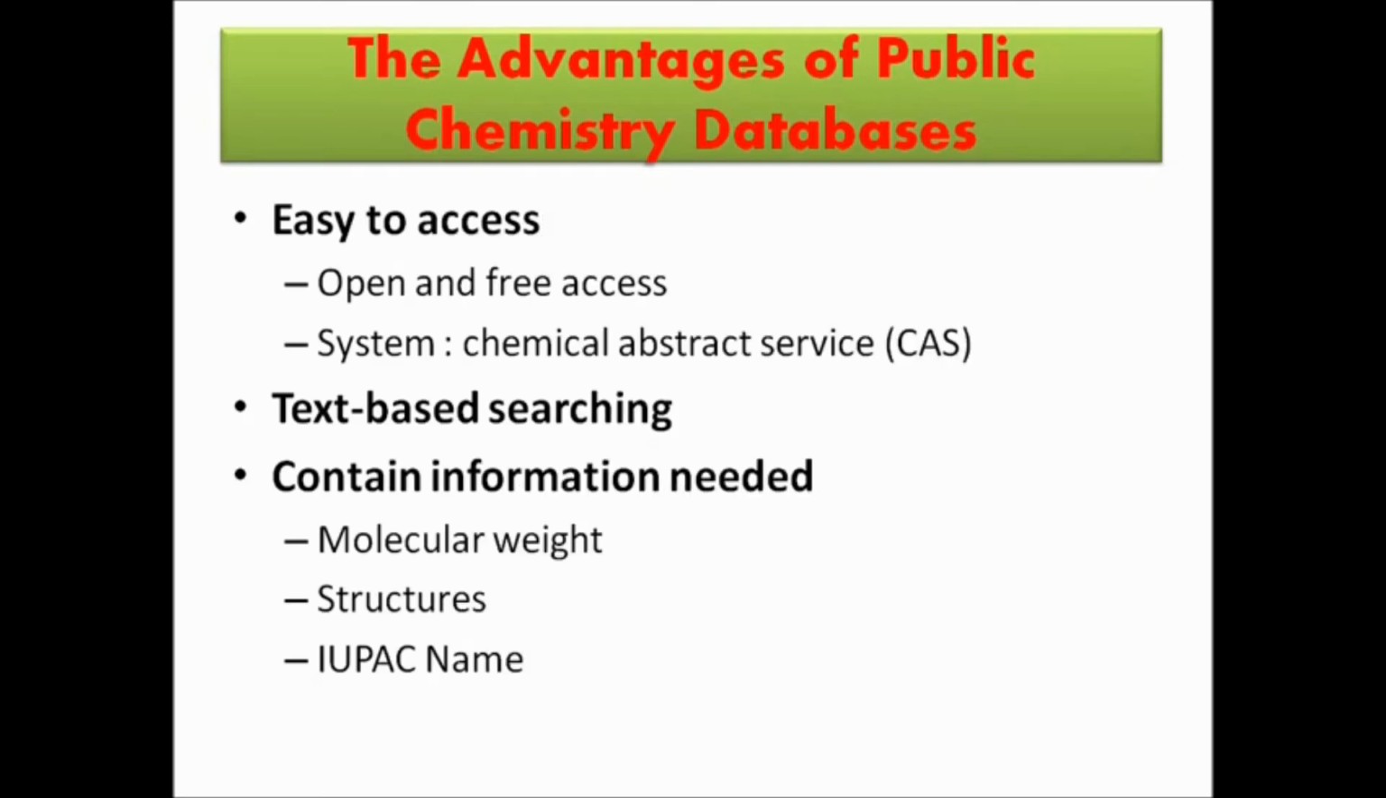The advantages of public chemistry database: easy to access. It has open and free access. It has systems such as the Chemical Abstracts system. It is based on text-based searching. It also contains information needed such as molecular weight, structure, and isotope name.